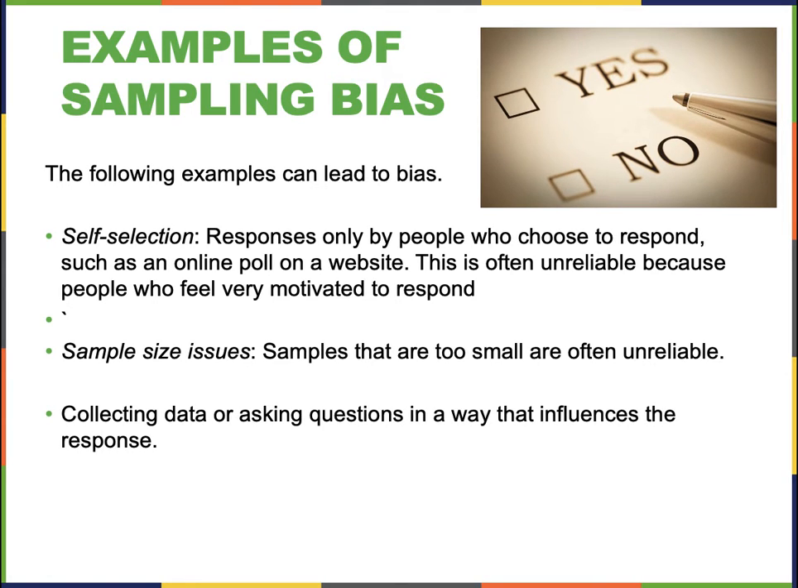Bias can also come about from collecting data or asking questions in a way that influences the response. For example, if you don't account for confidentiality, let's say you're conducting a survey in which you're approaching people about their sexual history. Not everyone is comfortable talking about this, so you might receive responses that are not 100% honest. To avoid that from happening, you should create an opportunity where people can respond anonymously.